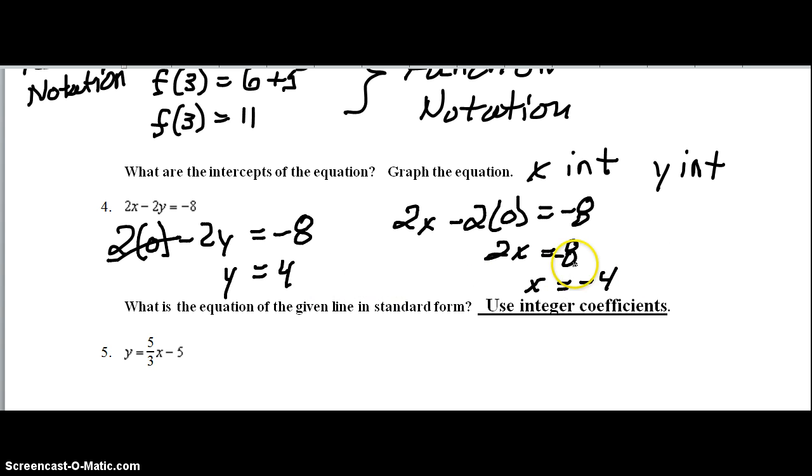Now the coordinates, be careful here, the coordinates for this x-intercept is real simple. Negative 4, and we plugged in 0 for y. Here, your coordinate is going to be 0, y, because we plugged in 0 for x. Please be careful with that.